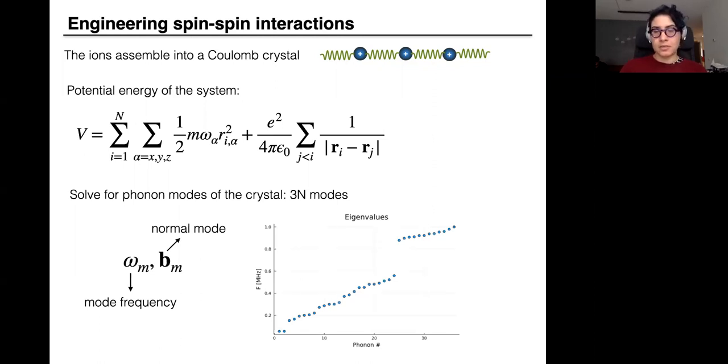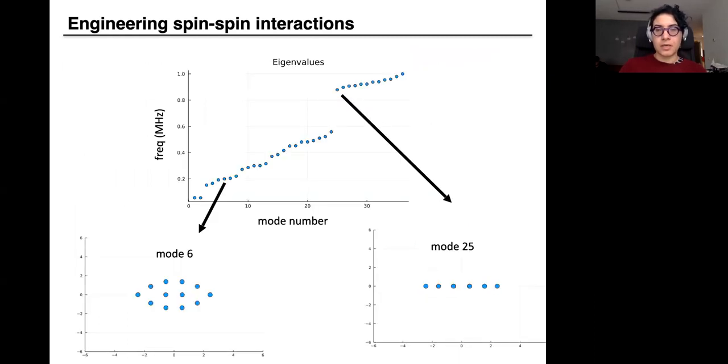And then you can look at what the phonon modes of the crystal look like, and you see that there are modes that are in plane and there are modes that are transverse to the plane of your crystal. The number 6 that I'm showing is a particular mode. You see everything is moving together, and the distance between the ions isn't changing. But in mode 25, the distance between the ions does change, and it's much higher energy.